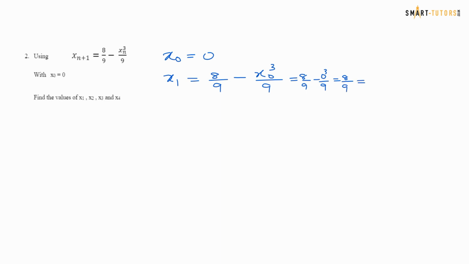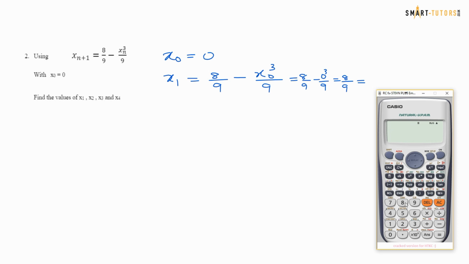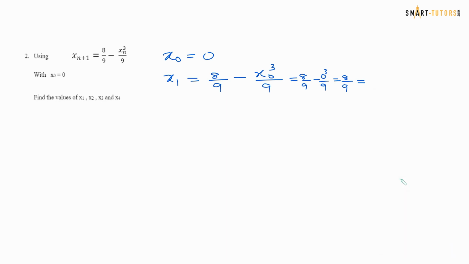8/9 is 8 divided by 9. So we keep that as a recurring decimal, 0.88888. That is the answer. So 0.8888 recurring, right? So x2 is going to be 8 upon 9 minus x1 cube over 9.